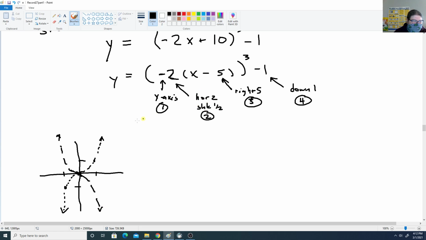Next we do a horizontal shrink by 1/2, which means take the x values of these points and pull them in to 1/2 of where they're supposed to be. And that gets us our new narrower graph that's had its horizontal distances crunched in by 1/2.